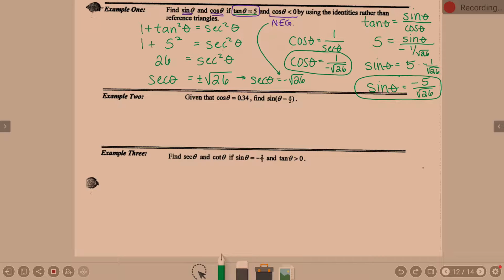As I read that problem, obviously I see my given here: cosine equals 0.34. My job is to find the sine of theta minus pi over 2. This is where you have to look at your list of identities and something has to pop out at you that this is the direction we need to go.